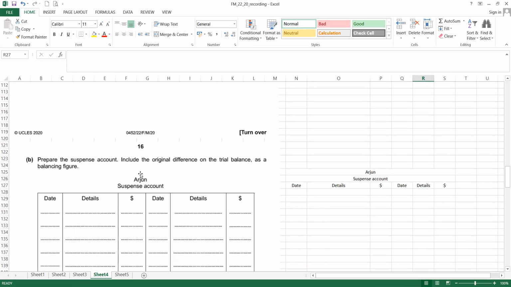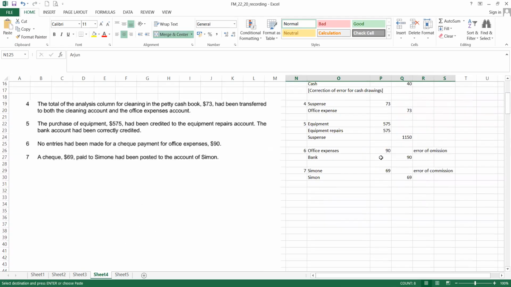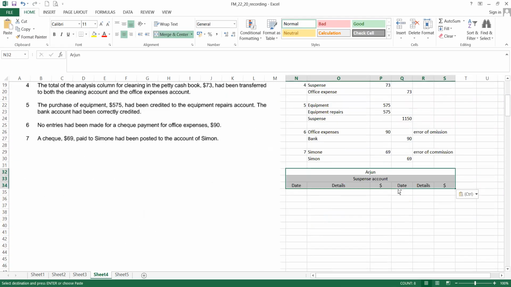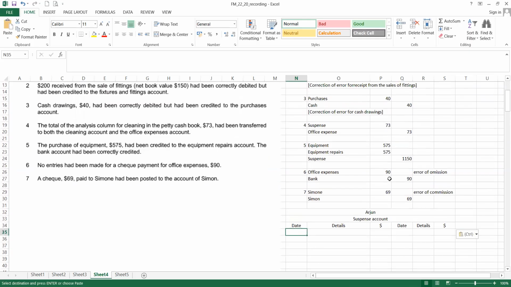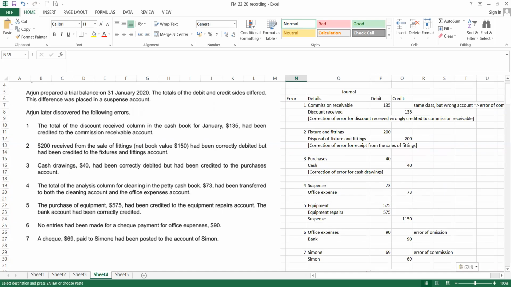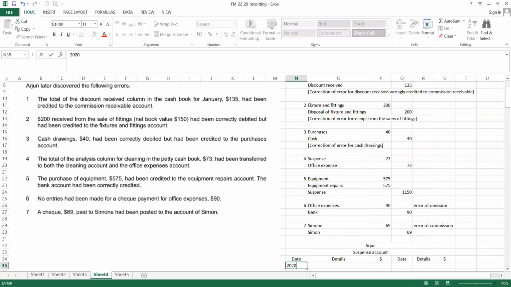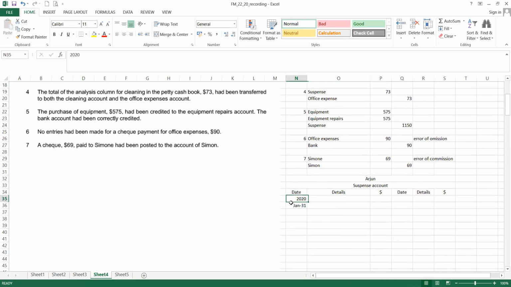Okay, they asked to prepare the suspense account, and include the original difference on the trial balance. That means they want us to find the opening balance. So I put it in here to see easier. We do not know the opening balance, whether it's on the debit side or credit side. So 2020, January 31st. We just leave the first row first because we don't know debit or credit.